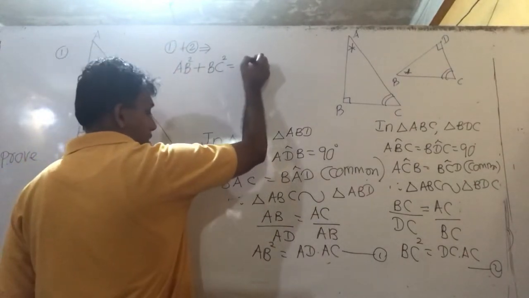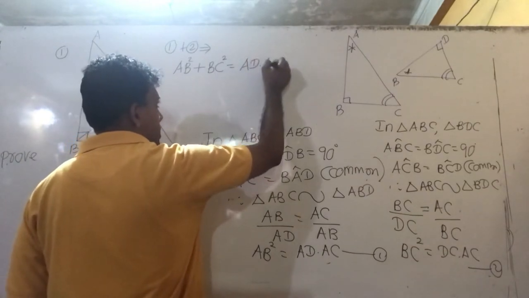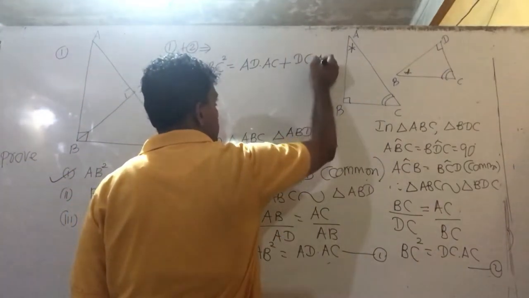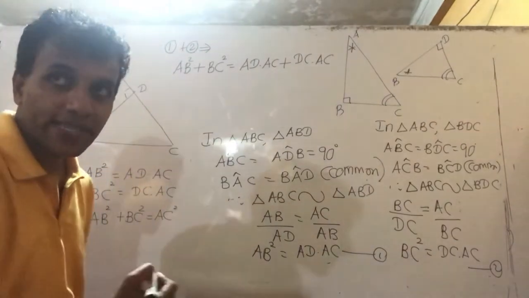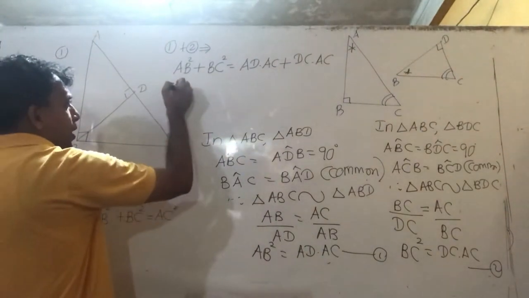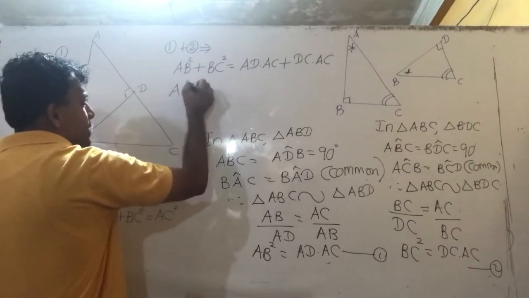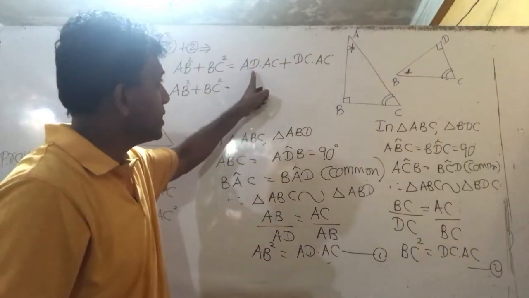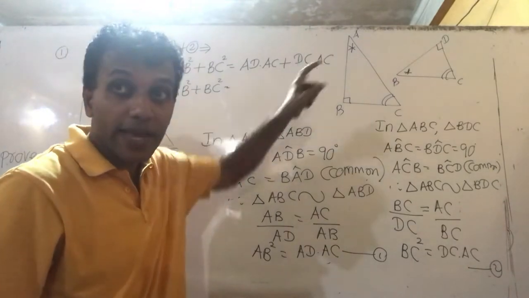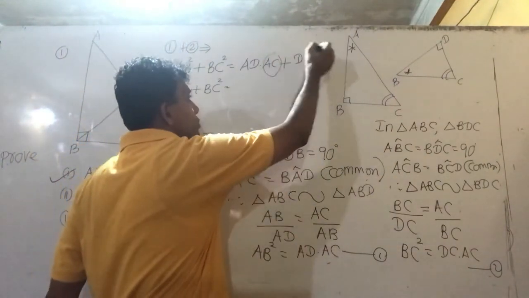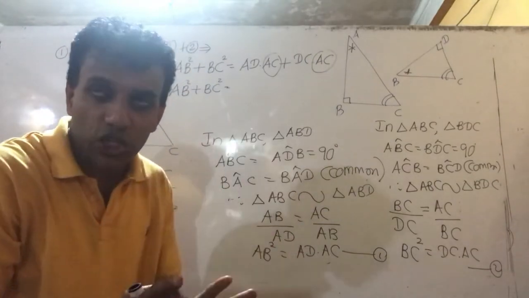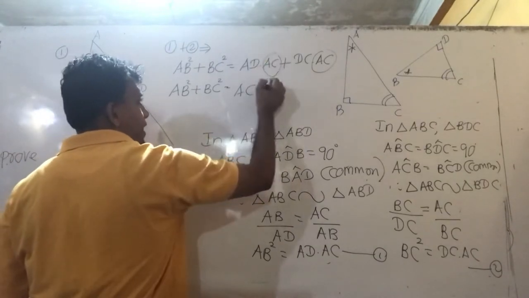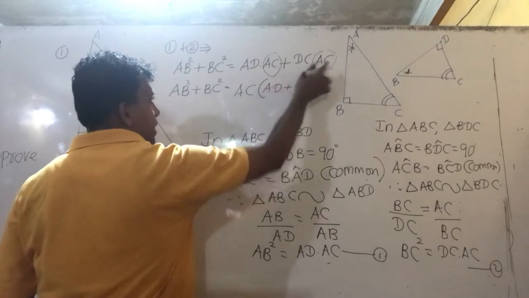AD into AC, addition, that one, DC into AC. Okay. See how I'm showing this answer. So AB square plus BC square. Oh yes, see: AD into AC, DC into AC, AC is common. Here AC, here also AC. Take AC out, like factorization. If you take the AC out, AD plus DC.